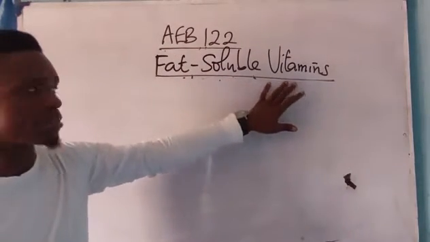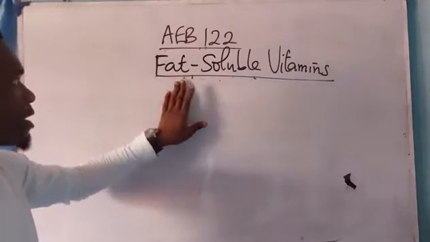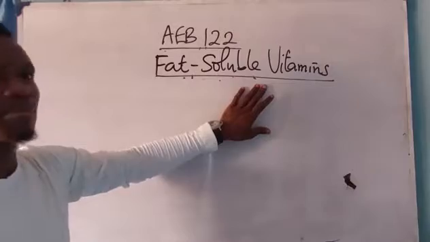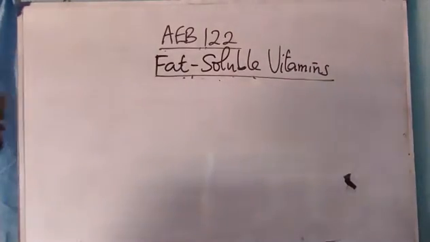Fat-soluble vitamins. There are four categories of fat-soluble vitamins. They are vitamins A, D, E, and K. Let us get started.